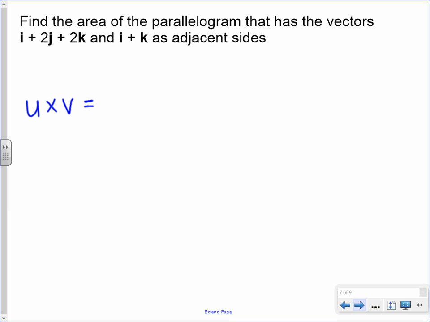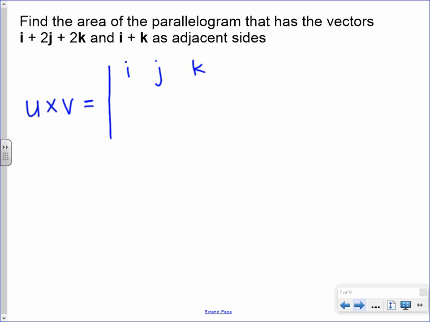Why not? Because it'll be the same numbers, just flipped, and when you do the magnitude, it's going to be positive anyway. U cross V and V cross U are opposites, and since they're opposites, their magnitudes are going to be the same. So it doesn't matter the order in which you put these in the cross product. You may get the opposite vector of somebody else, but we're finding the magnitude anyway, so it doesn't matter.